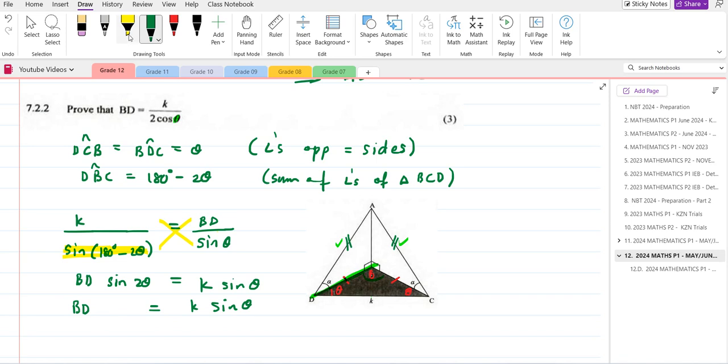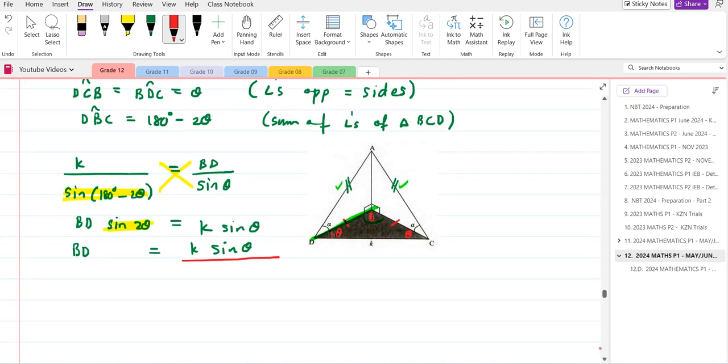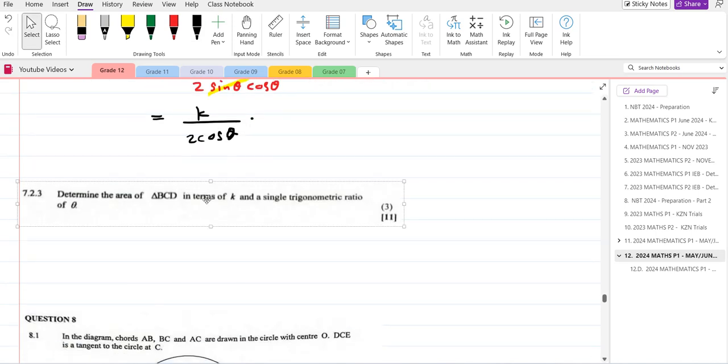Now remember, we're going to divide both sides by sine 2 theta. Okay, so what is sine 2 theta? 2 sine theta cos theta. And now what we see is that sine theta and sine theta cancel out, and my answer is K over 2 cos theta. Right, so I hope you guys understood that. That's BD. Nice problem so far. Next one.